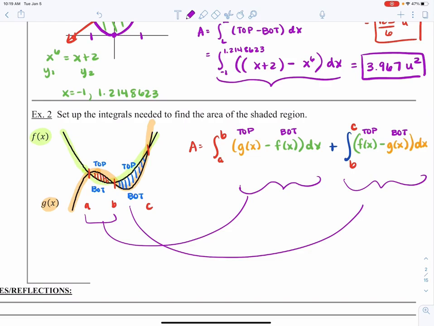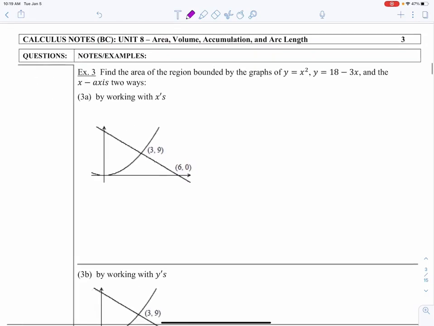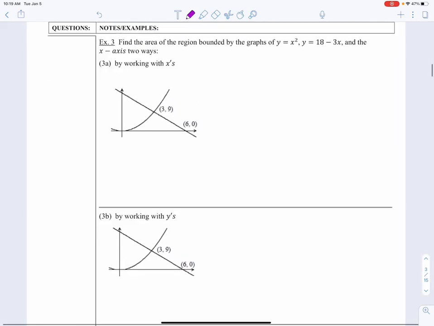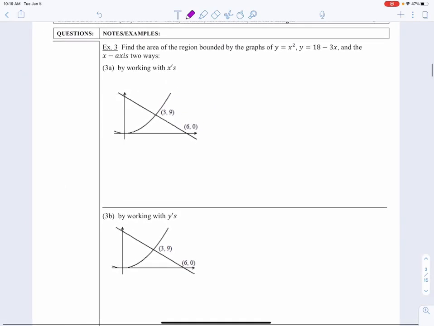So when we come in next time, we're actually going to start with this one, which is going to be approaching area in multiple ways, and then we'll talk about cross sections.